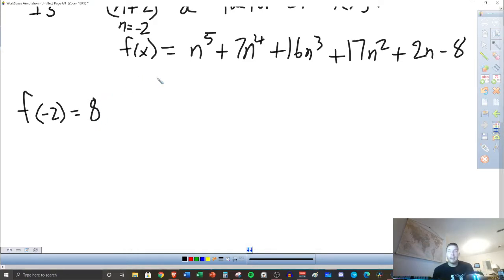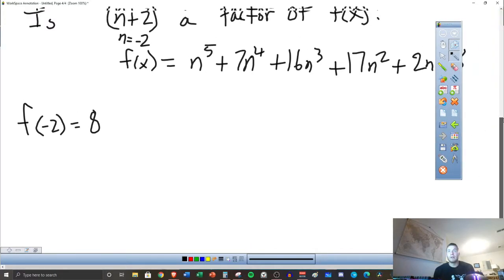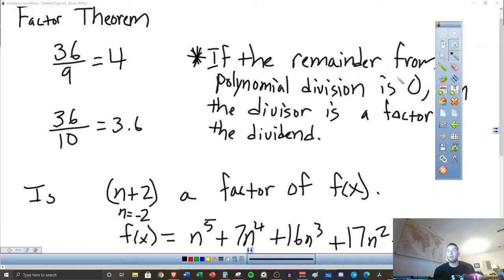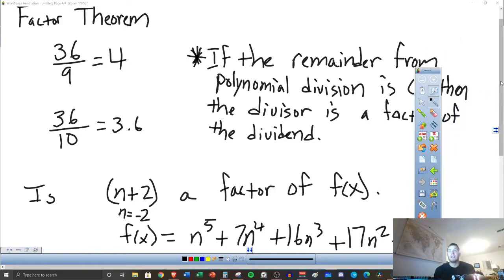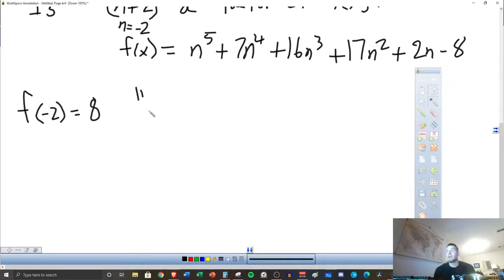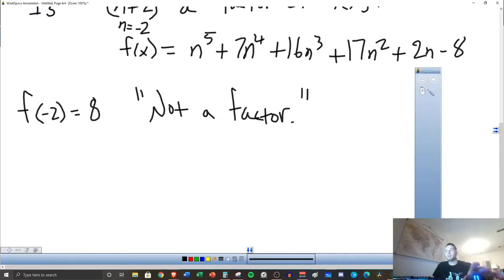So is it a factor? Well, let's look at our rule up here. If the remainder from polynomial division is 0, then the divisor is a factor of the dividend. Is our remainder 0? No, so we say not a factor. And that's how this rule works. That's all you have to do is just plug in these zeros to check that.